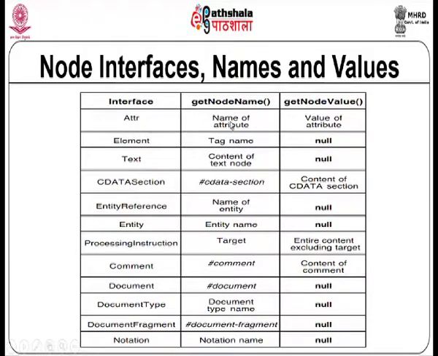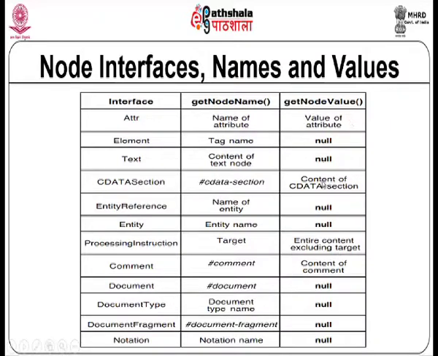Given all these interfaces, get node name will return the name of every node. If it is an attribute node, it returns the name of the attribute. If it is an element node, it returns the name of the element, also called the tag name. Text returns the content of the text node, whereas get node value returns the value of the attribute for an attribute node. But if it is an element node, for which you do not have any value, it returns a null value.